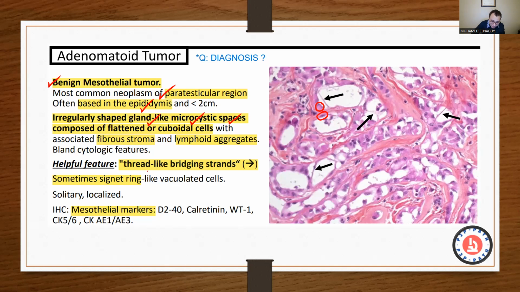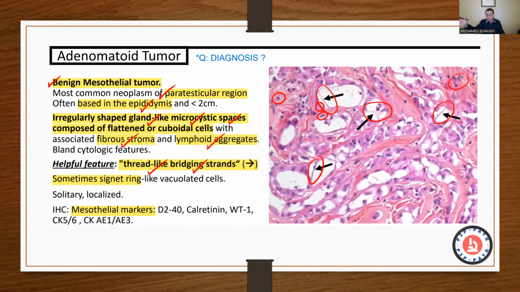And there are these thread-like bridging strands. Please remember these thread-like bridges. They're always there in the picture. You also have some kind of fibrous stroma with some lymphoid aggregates or some lymphocytic infiltration. I think this one, or maybe that one. Sometimes you might have some signet ring cells, but don't care about it. This is a mesothelial tumor, so it's positive for mesothelial markers.